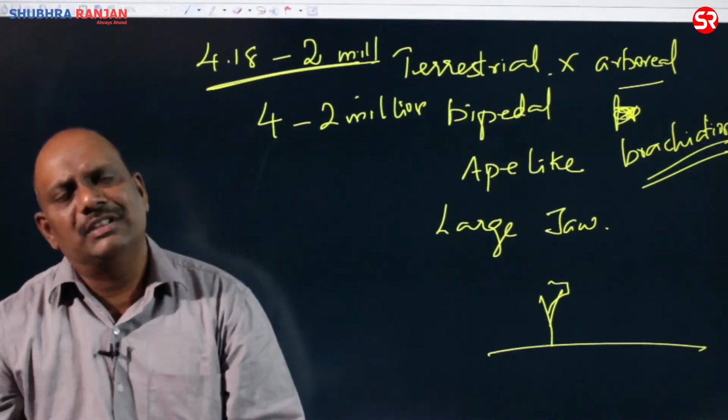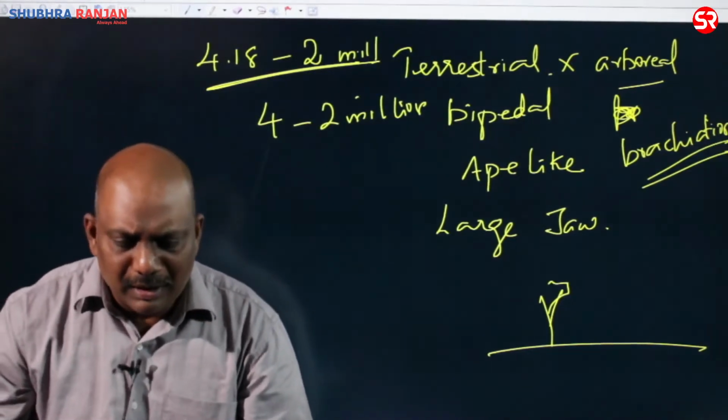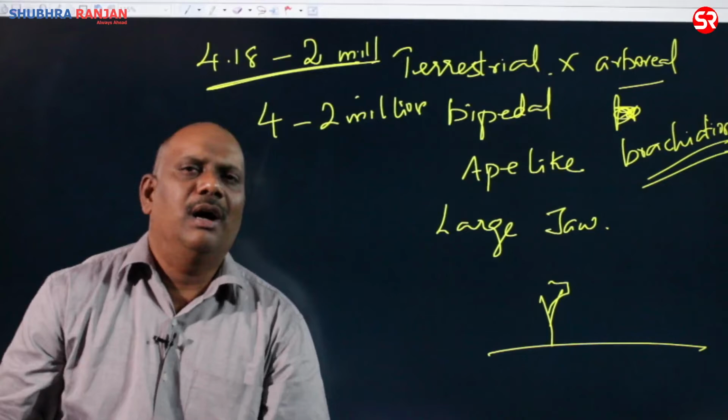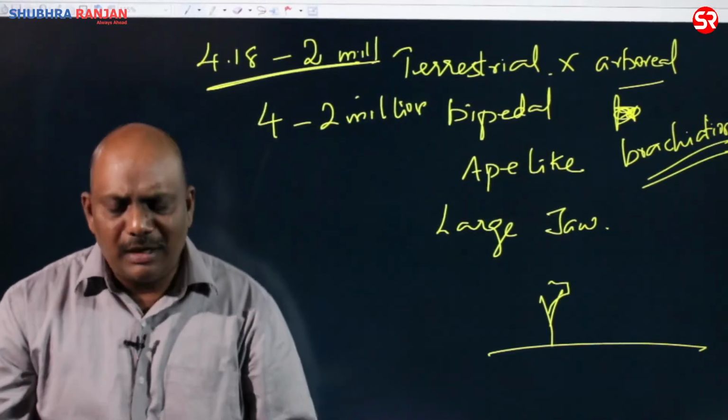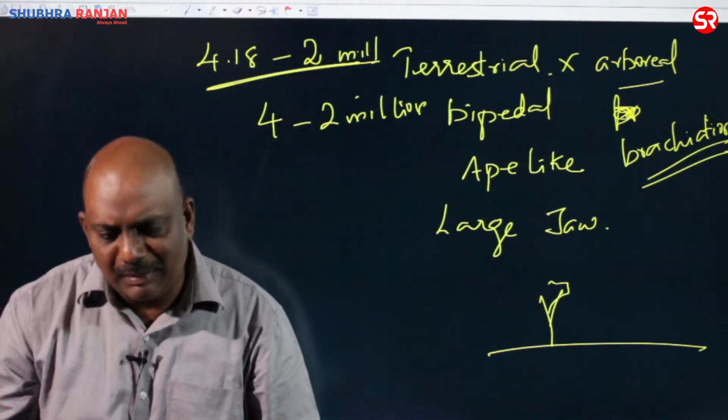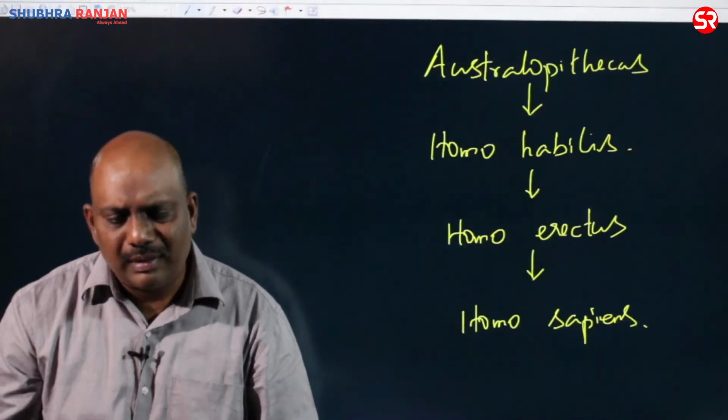What exactly was the reason? This was largely because of a climate change. Prior to this, some 5-6 million years ago, the areas in which this Australopithecus lived, right, were occupied by a rainforest type of vegetation.